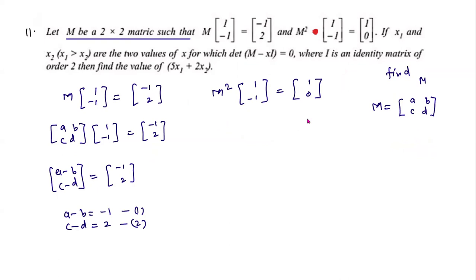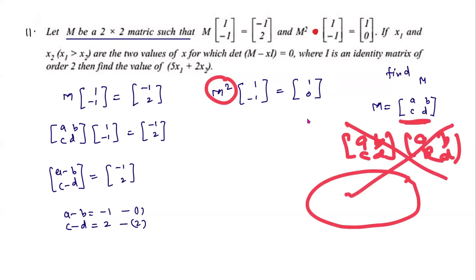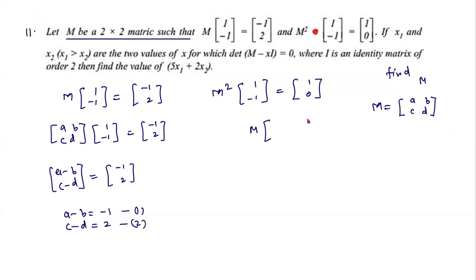Now, some of you are doing M square. You take M and multiply ABCD with ABCD. Then we have a big calculation, so we don't need to do M square. Think that M into (1, minus 1) is equal to (1, 0). If we multiply M on both sides, we can say M square into (1, minus 1) is M into (1, 0).